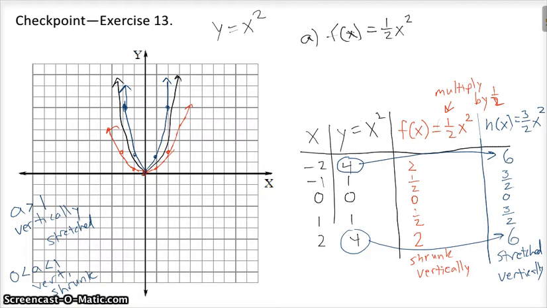Now the last thing is if a is a negative number. If a is negative, that number in front of the square is negative, you're going to take this whole thing here and flip it across the axis. So it's going to be a reflection across the x-axis.